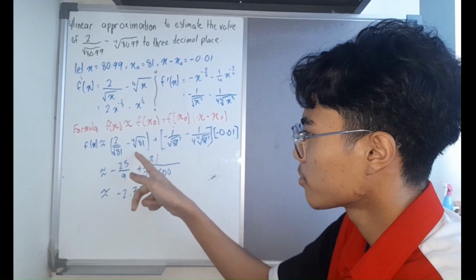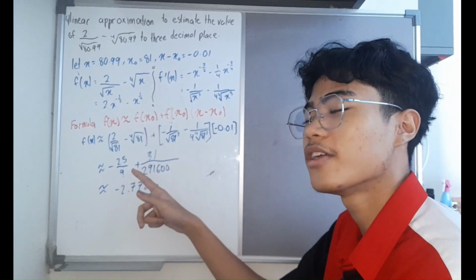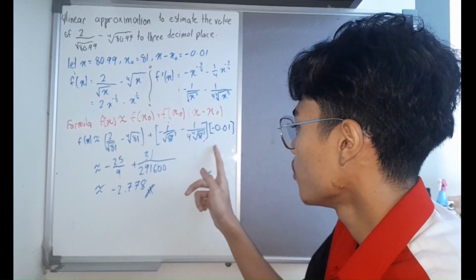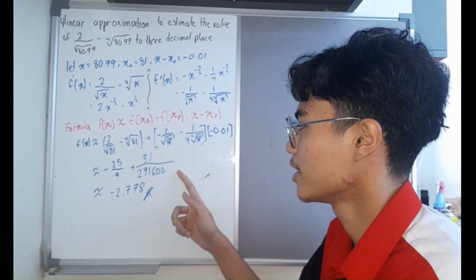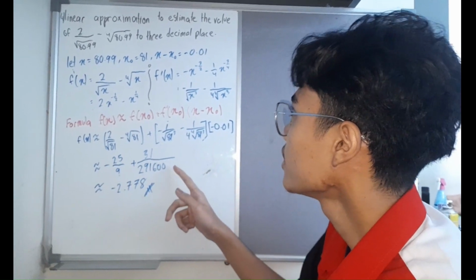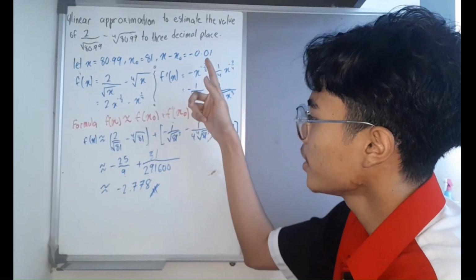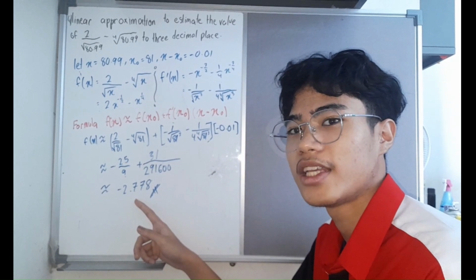After we solve the first part, we get negative 25/9, and when we solve the other part, we get 31 over 291,600. After we calculate this and round to 3 decimal places, we get negative 2.778, which is the final answer.